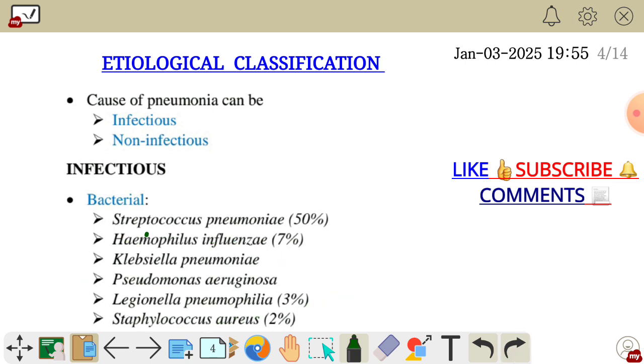For viruses, we have influenza virus type A and type B, and we also have parainfluenza virus, adenovirus, and coronavirus can also cause pneumonia. For fungi, we have Pneumocystis jirovecii pneumonia, and we also have aspergillosis. So those are some of the fungal or parasitic pneumonias.